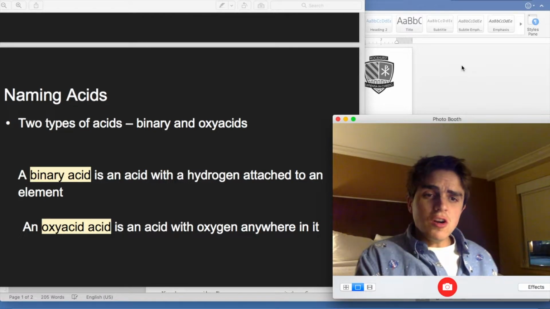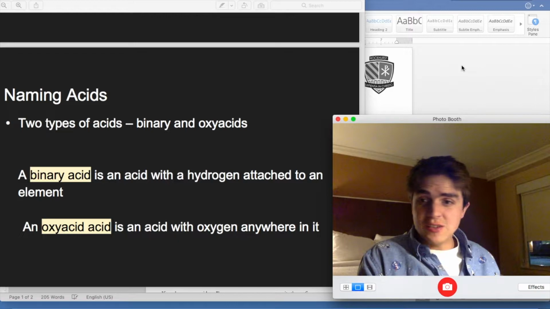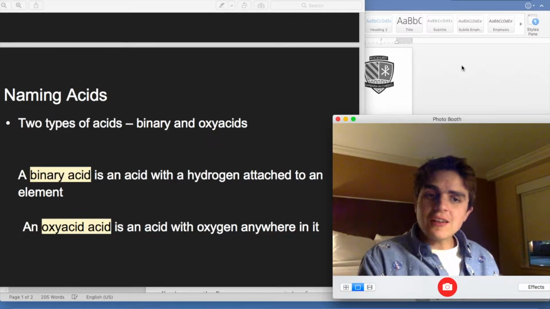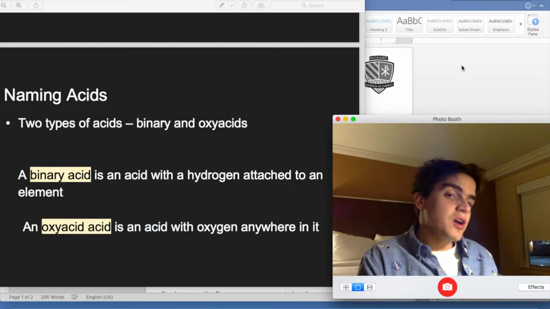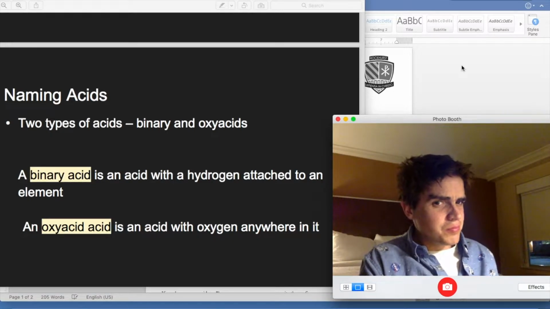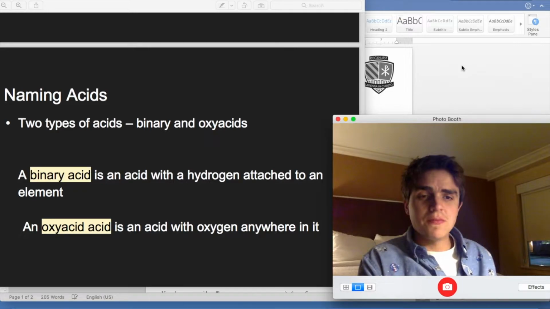To start, I'm asking you to learn how to distinguish between two kinds of acids. One of them is called binary, and one of them is called oxy. As you can tell, a binary acid is one which has hydrogen attached to an element, just two elements, one of which is hydrogen. And oxy contains oxygen. That's really all we're going to learn how to name in this class. There are a few exceptions to that, but it's pretty much going to be that.